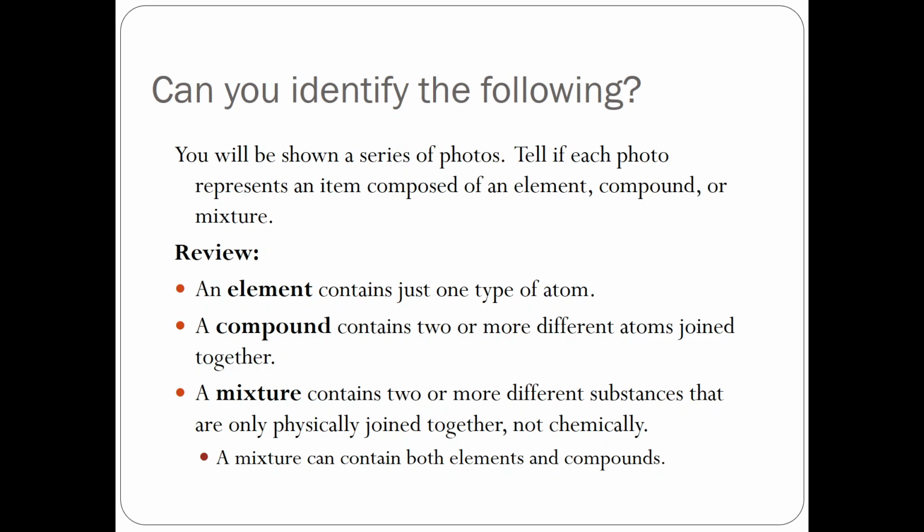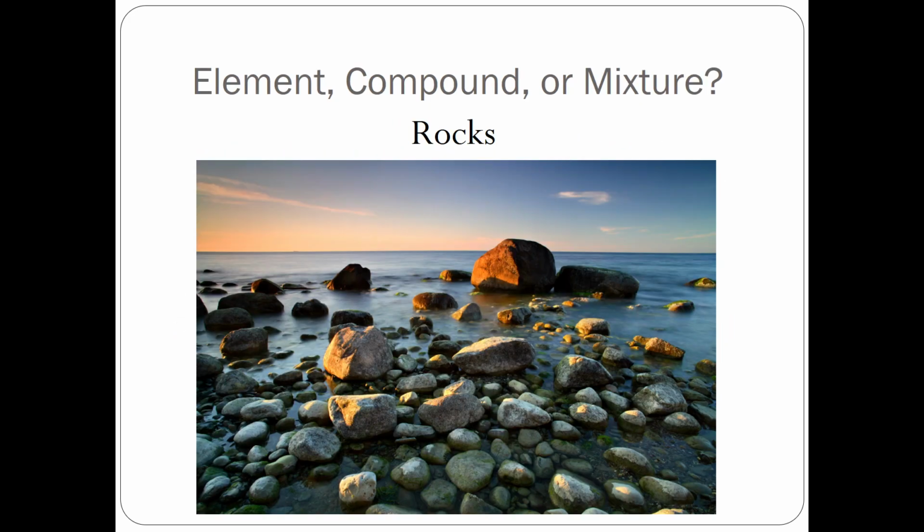So, can you identify the following? You will be shown a series of photos and tell if each one represents an element, compound, or mixture. Remember, an element contains just one type of atom. A compound contains two or more different atoms joined together. And a mixture contains two or more different substances that are only physically joined together, not chemically. A mixture can contain both elements and compounds.